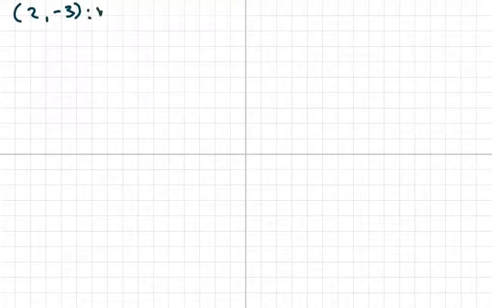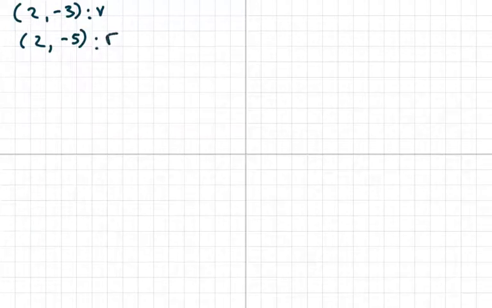So let's get started. Again, we're going to graph these at the same time. We're starting where the vertex is at 2, -3, and the focus is at 2, -5. I'm going to plot those, and we can see what's going on. 2, -3 is right there, and the focus is at 2, -5. So we're going down 2 here.